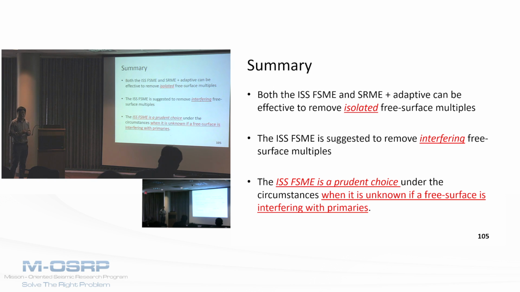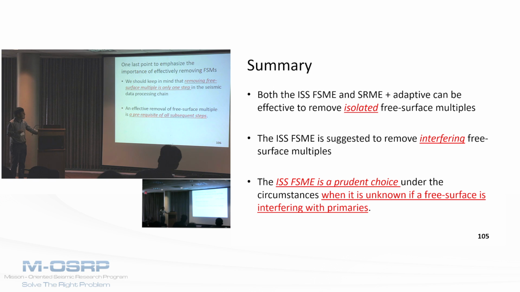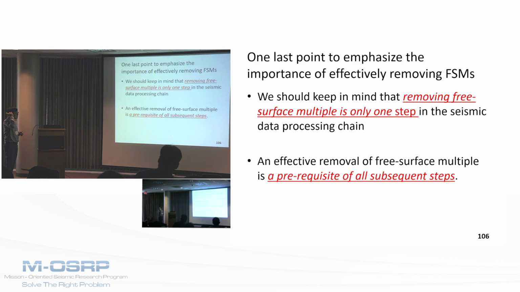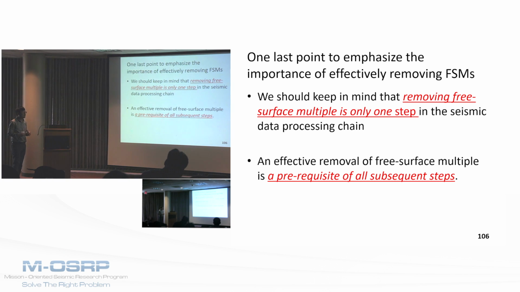And when it is unclear if a free surface multiple is interfering with primaries, it is prudent to choose the ISS method. And one last point to emphasize the importance of effectively removing free surface multiples is we should keep in mind that removing free surface multiples is only one step, actually one early step, in the seismic data processing chain. And an effective removal of free surface multiples is a prerequisite of all subsequent steps.